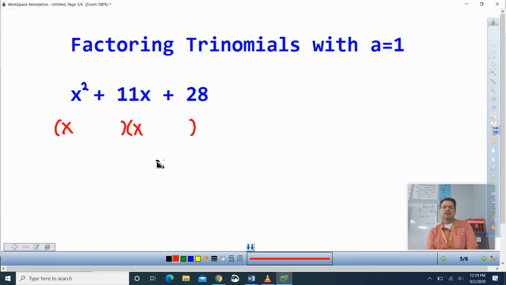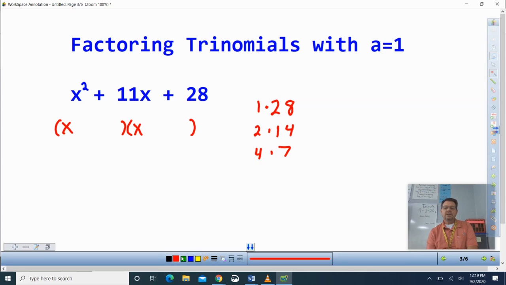Now we've got to ask ourselves: what two things multiply to give me positive 28 and add to give me 11? Let me think about this. We have 1 times 28, and I'm just going to list them. 2 times 14. 3, I don't think 3 goes in there. How about 4? 4 times 5 is 20, 4 times 6 would be 24, 4 times 7 would be 28. So there's 4 times 7. 5, no. 6, no. So these are all the options.